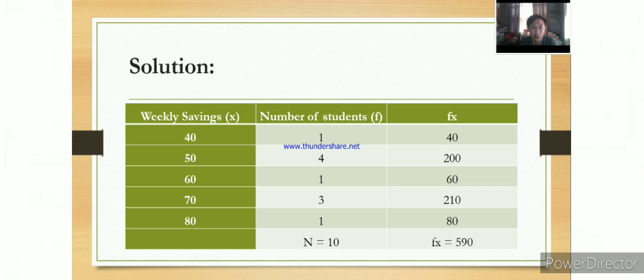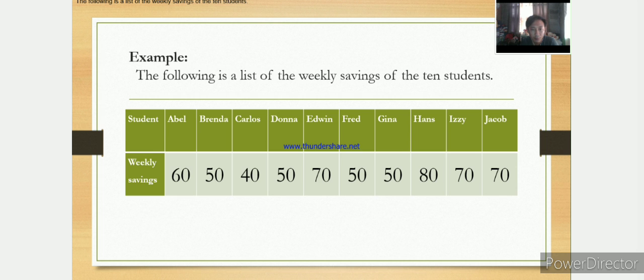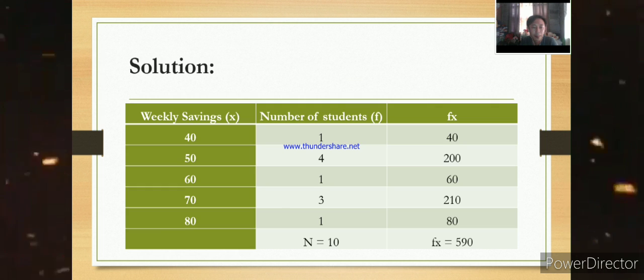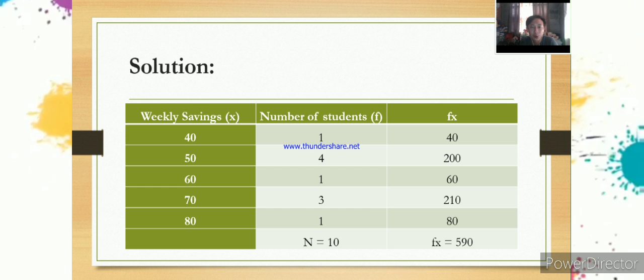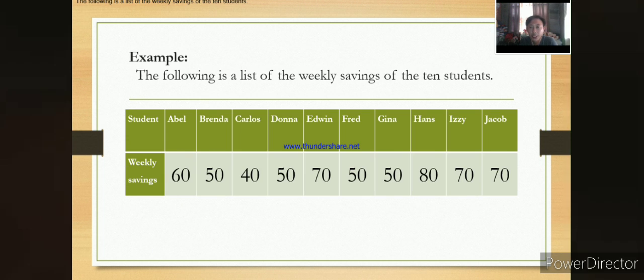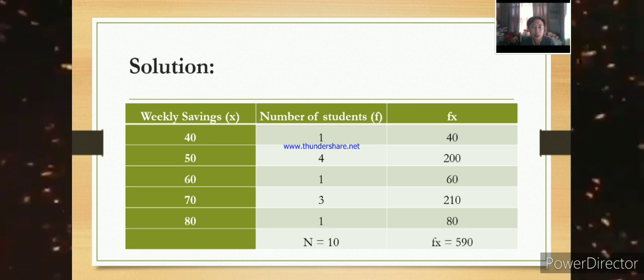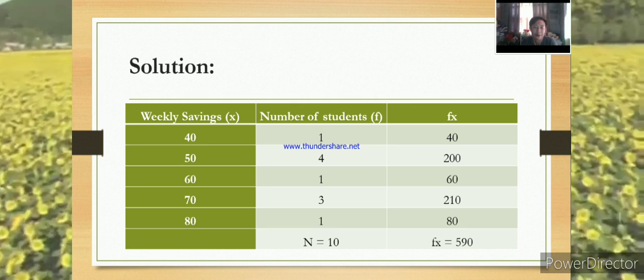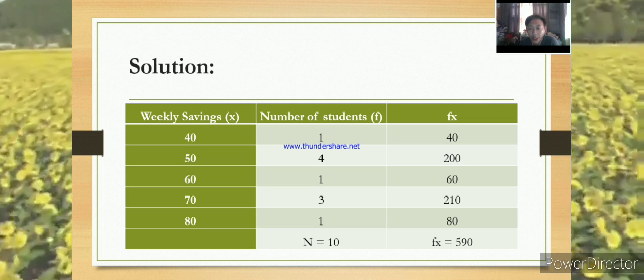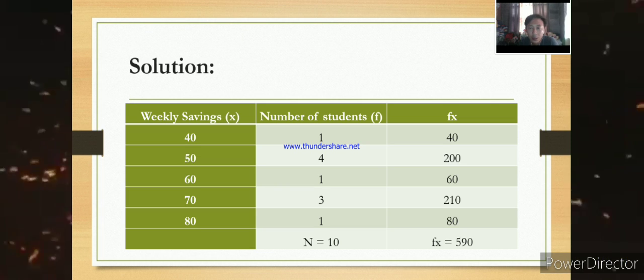Then weekly savings of 70. We have here Edwin, Izzy, and Jacob. Then 80 weekly savings. We have here one student. Only Hans got weekly savings of 80. So all in all, we have 10 students, or n is equals to 10.